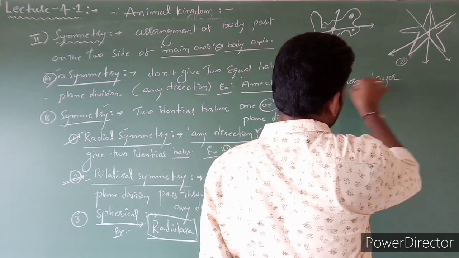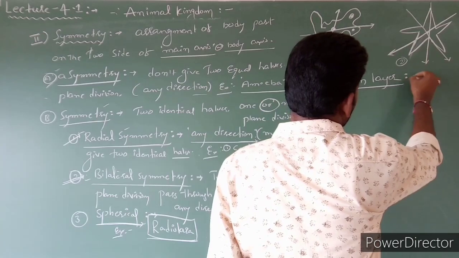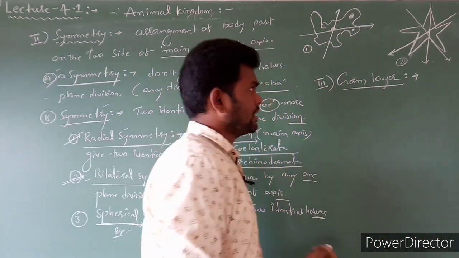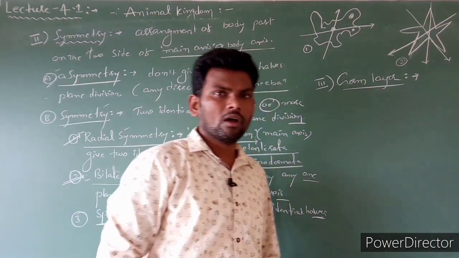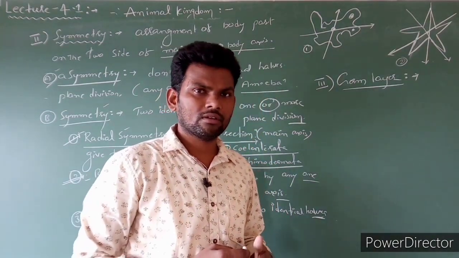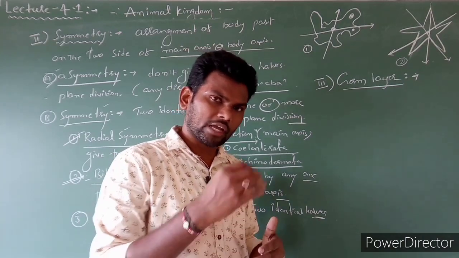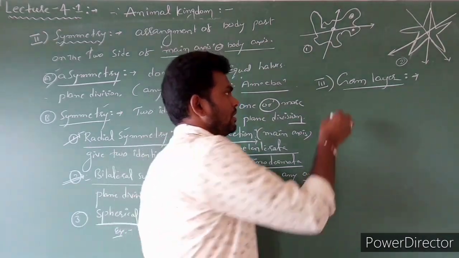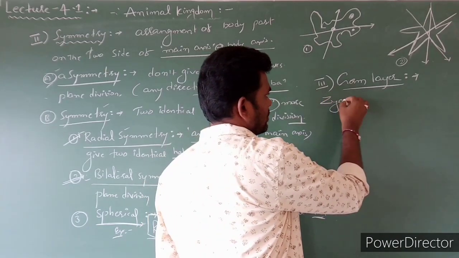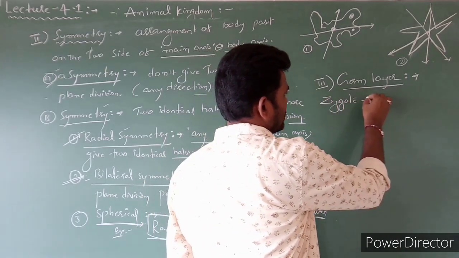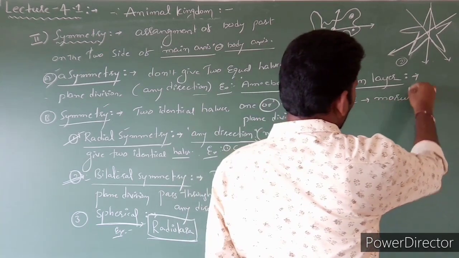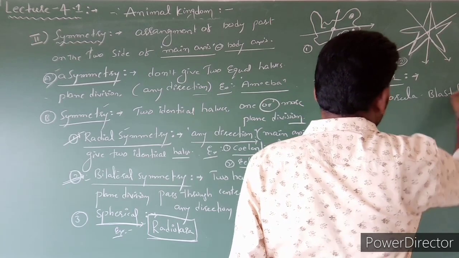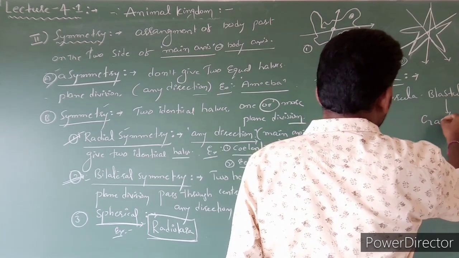germ layers. So generally, the germ layers are formed after fertilization, when the zygote is formed. The zygote undergoes a number of mitotic divisions to form, like first zygote, then morula, morula to blastula, blastula to gastrula.